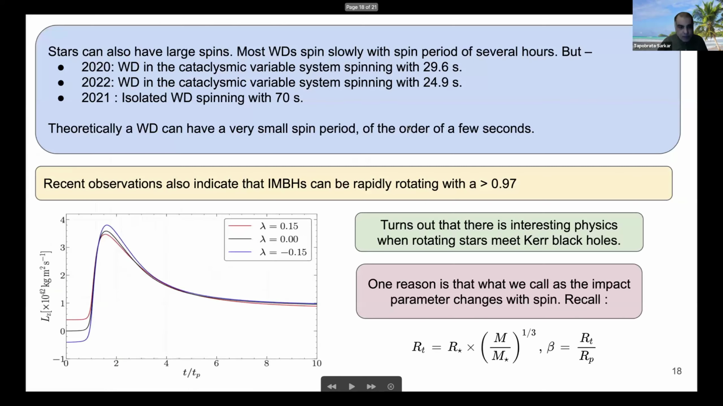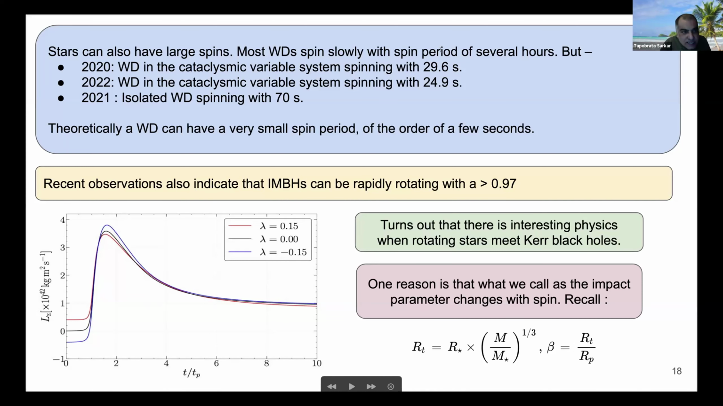Okay. Now, I will probably spend the last 10-15 minutes on some more recent developments. Recently it has been found that stars can actually have very large spins, because if you talk about white dwarfs, observations show that most white dwarfs are slowly spinning objects with spin periods of several hours, maybe days also.